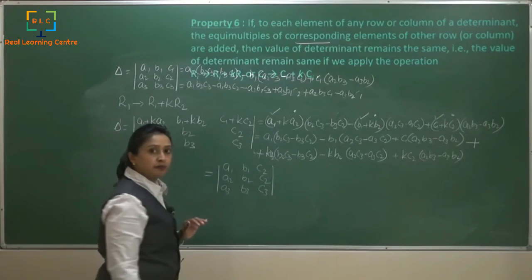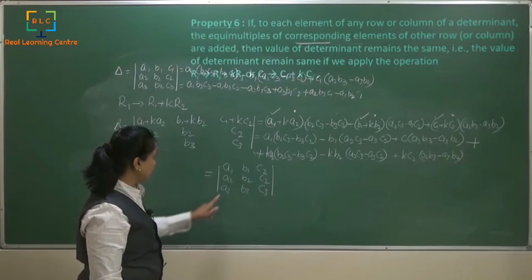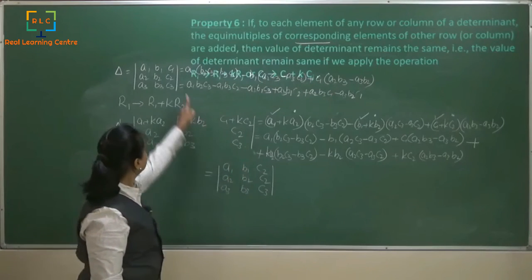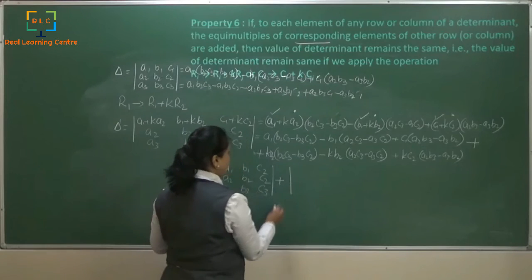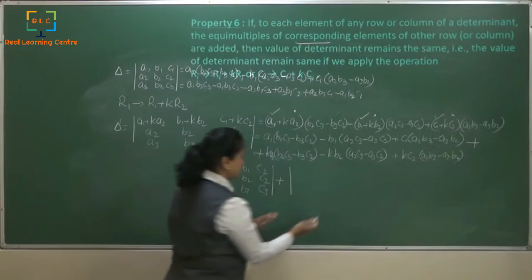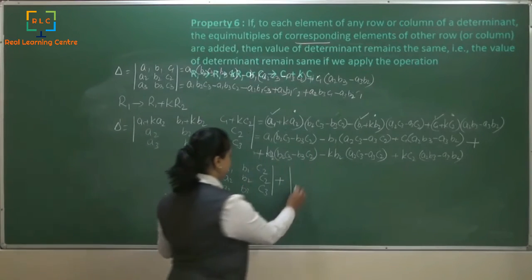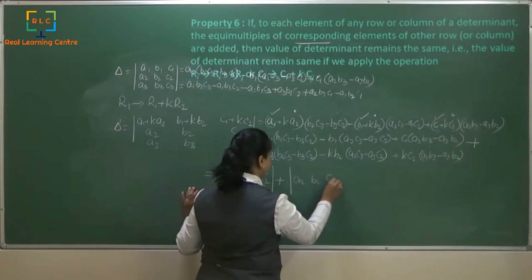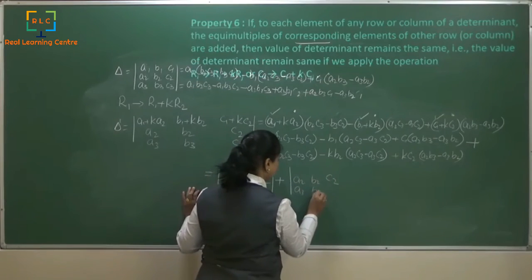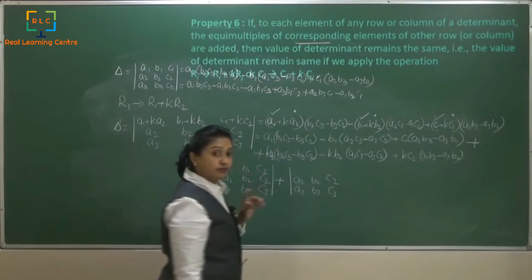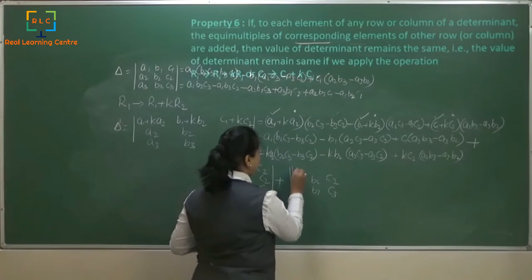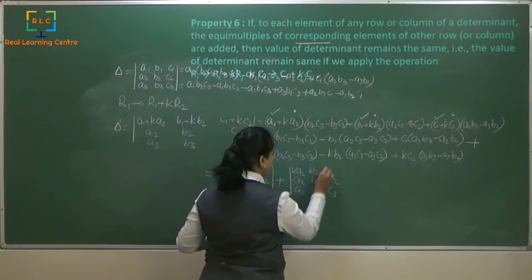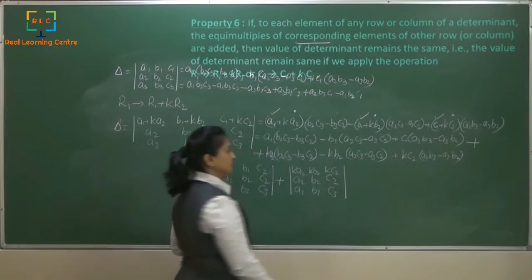Now if you compare, you can see that this is the determinant of the delta itself. And for this next one, again I shall write the same, where the inner terms are the same. So second row A2, B2, C2, third row A3, B3, C3 are the same, whereas the first row will be different: KA2, KB2, KC2.